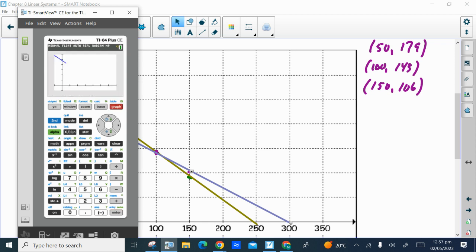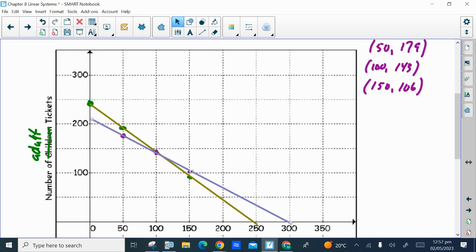So now when I graph it, I can see the point of intersection, and I can find it. Second function trace, number 5 for intersect. Enter, enter, enter. And the point of intersection is actually 90, 150. We guessed that it was somewhere around 100, but the graph is off a little bit because of the numbers that we had to graph. So 90, 150 is the actual point of intersection.